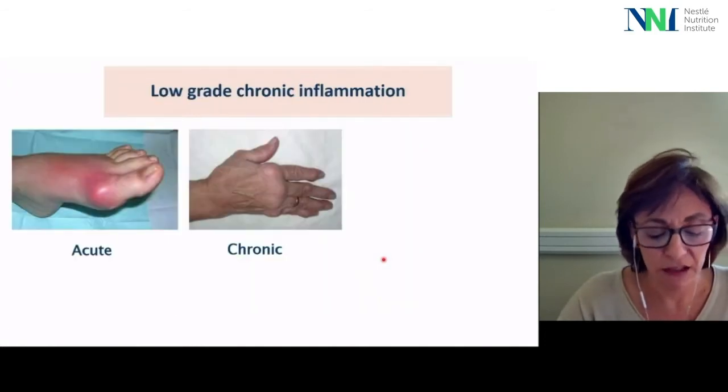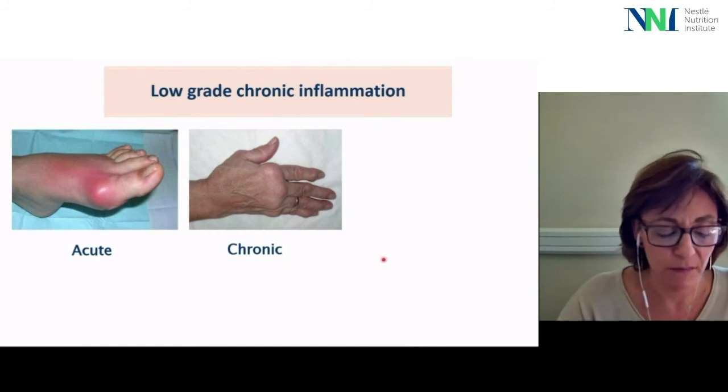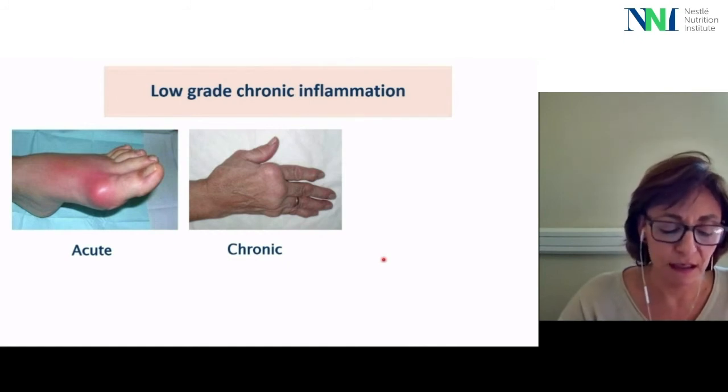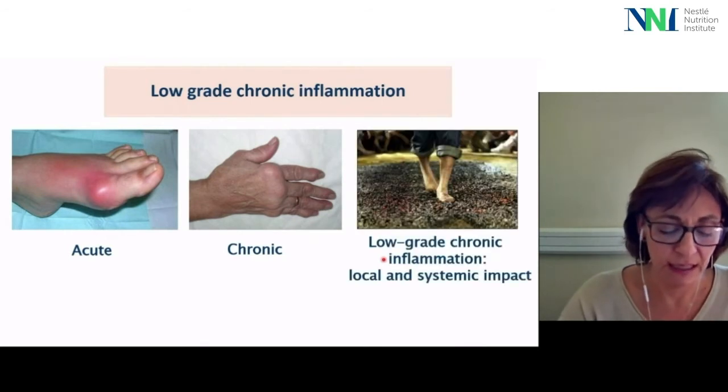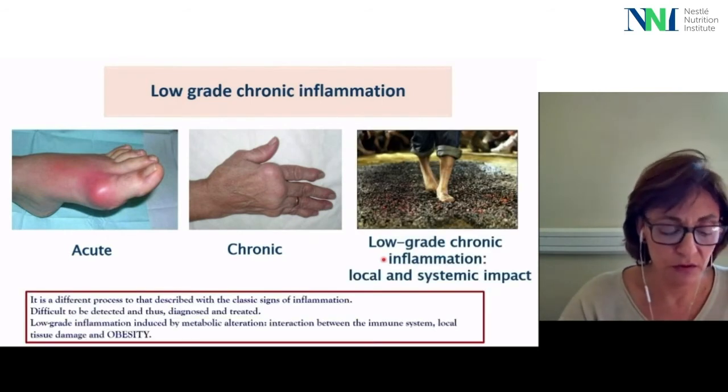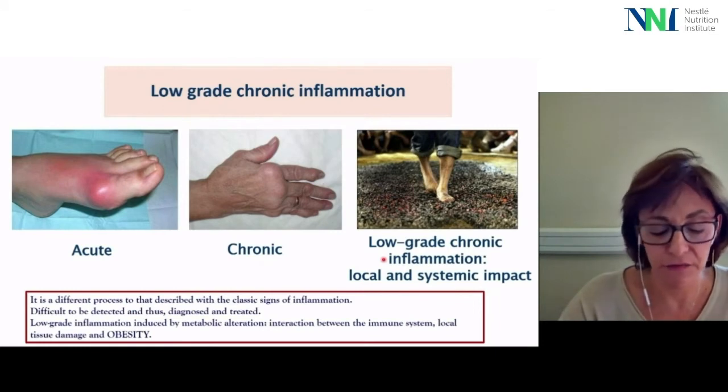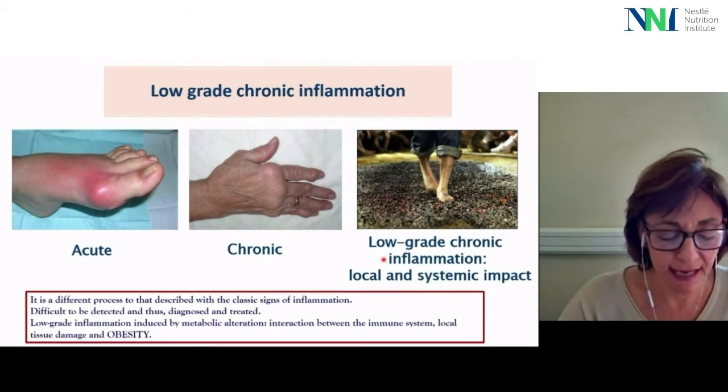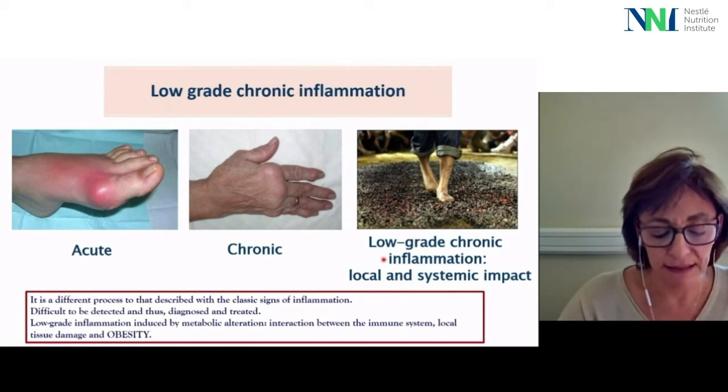In addition to the acute and the chronic inflammation that we learned about years ago at university, there's another type of inflammation commonly related to metabolic alterations. It's a different type of response, not related to the classical signs of inflammation, less intense, difficult to detect, and thus diagnose and treat. If you parallel the inflammation to a fire, it would be closer to the embers than to the flames of an active fire, but it's more difficult to extinguish.